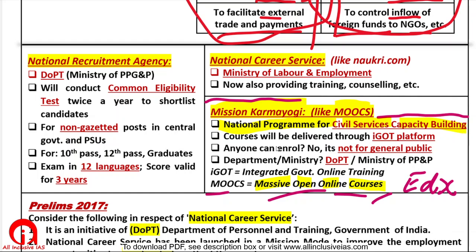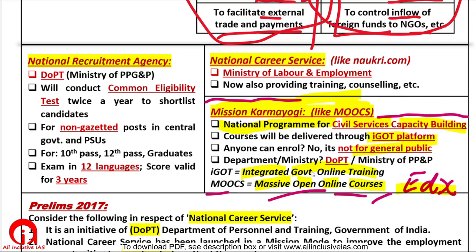Okay. So the online portal like edX portal is there. So similarly, for this Mission Karmayogi, the courses will be provided through the platform called IGOT platform. IGOT is Integrated Government Online Training. Okay, it is not a new portal. If UPSC says that IGOT portal was launched last year along with Mission Karmayogi, no. Okay, this IGOT portal has been in existence for many years. Anyone can enroll for this Mission Karmayogi? No, it is only for government employees.